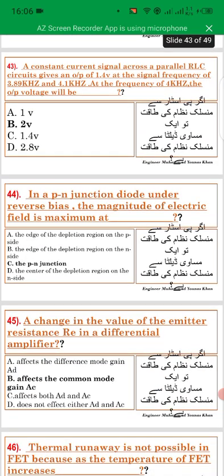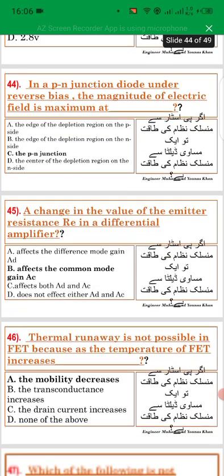A constant current signal across a parallel RLC circuit gives an output of 1.4 volts at the signal frequencies of 3.9 kHz and 4.1 kHz. At the frequency of 4 kHz, the output voltage will be 2 volts.